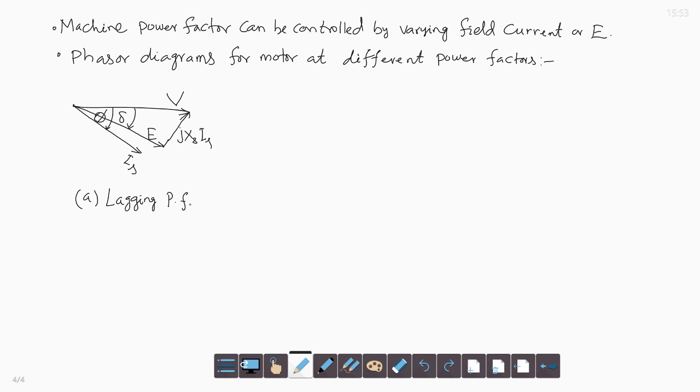For unity power factor, V and stator current IS are in phase. So, we have this is the induced EMF E and this is j XS IS, and voltage V, and phi is 0 and delta is the angle between V and E. This is for unity power factor.